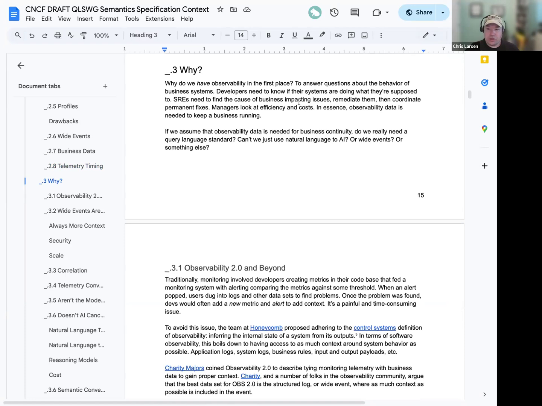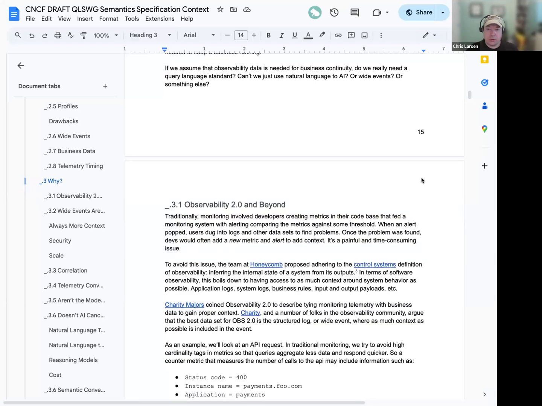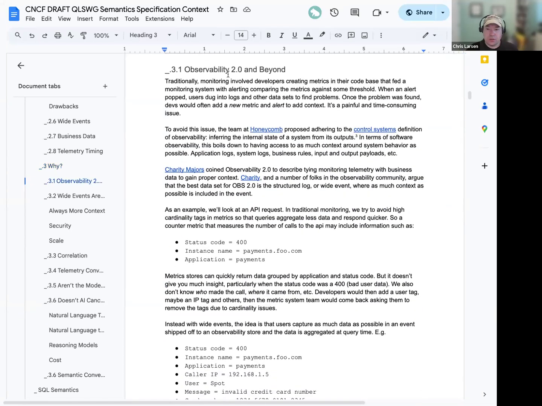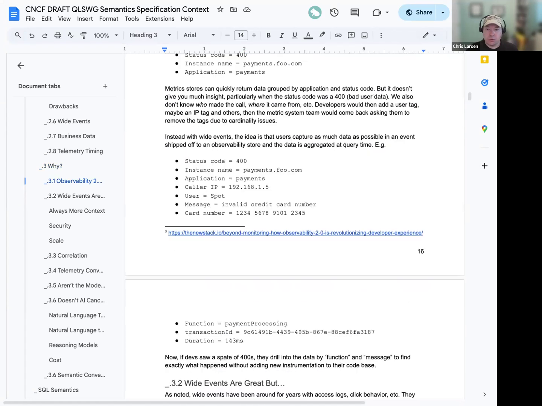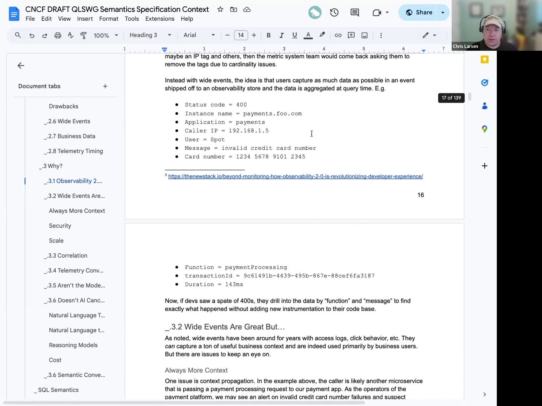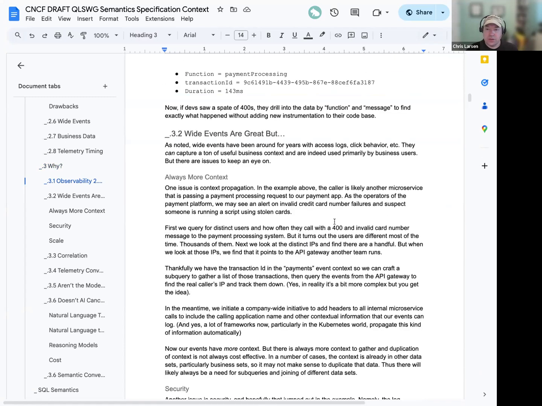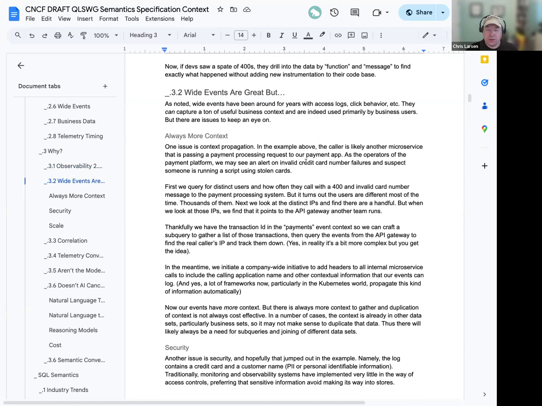All right. And then we talk a little bit about why we started this project and why we can't just use natural language or AI or wide events. Why do we need a standard at all? And we kind of talk about the reasons here. I get into the observability 2.0 and the wide events information here. If anyone wants to dig in, talk about how HTTPD was one of the initial ones and why they are super useful, but there are also some issues around the wide events, like always capturing more context.